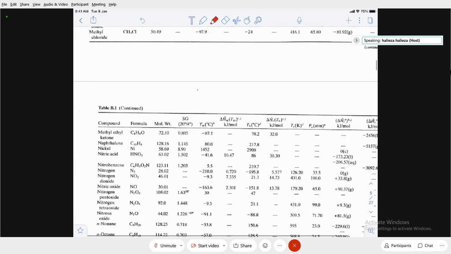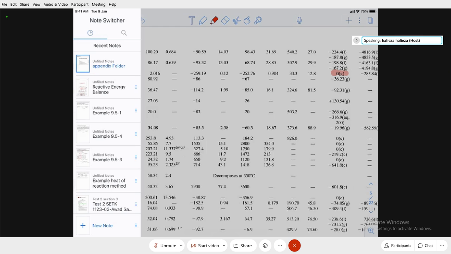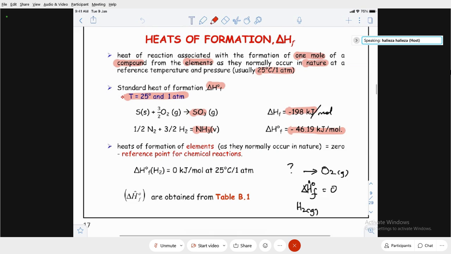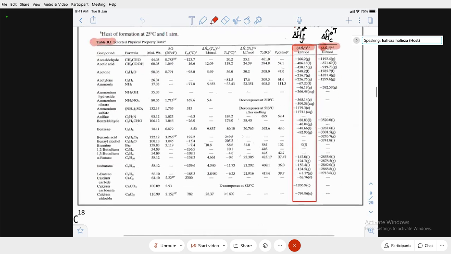So let's look at hydrogen. There is our hydrogen. That's hydrogen. And your heat of formation is 0. Okay. So when it is already in its elemental form, the heat of formation should be 0. Unless it's a compound. If it is a compound, you need to form it from its element, then there will be a value for the heat of formation, which is given in this table, or you can find it from other sources. It's not there in Appendix B1. Okay. So I already mentioned about this table.